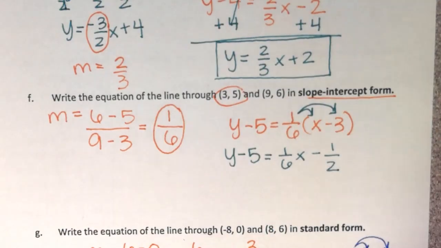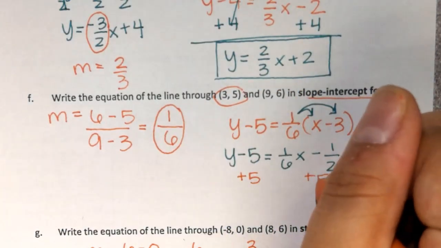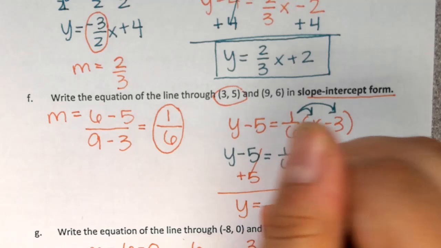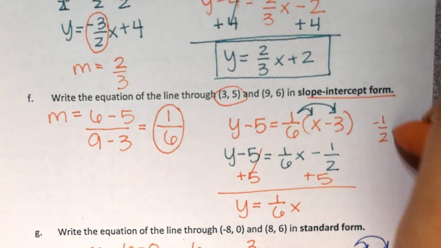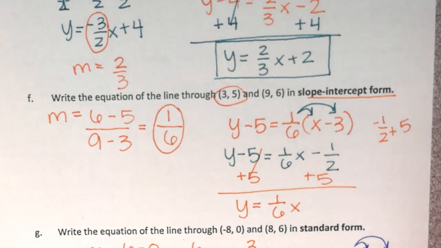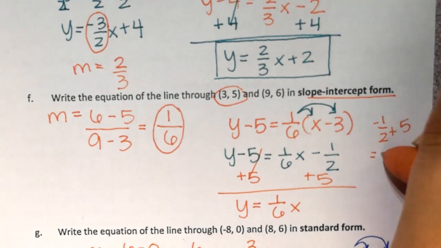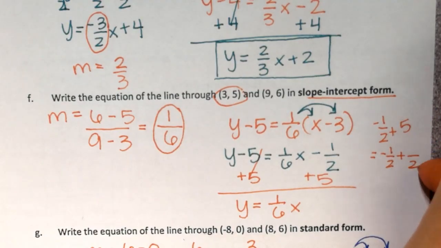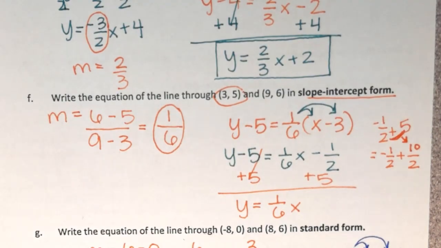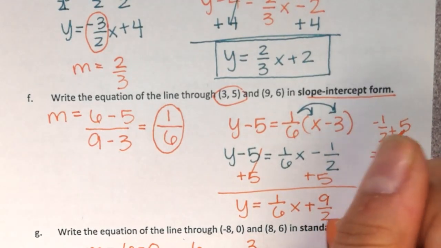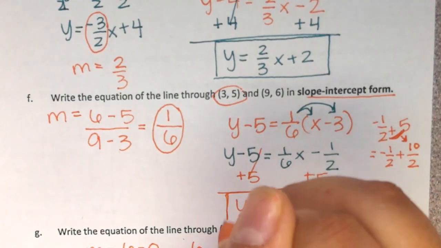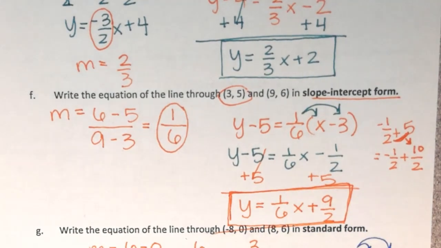Now I want slope-intercept form, so I want to get y by itself. So that's going to give me y equals 1/6 x. And then I need to do negative 1/2 plus 5. If you're adding or subtracting, you need a common denominator. So they both need to be over 2. What's going to go up top? Multiply these. What's 2 times 5? 10. And what is negative 1 plus 10? 9 over 2. And that's your answer.